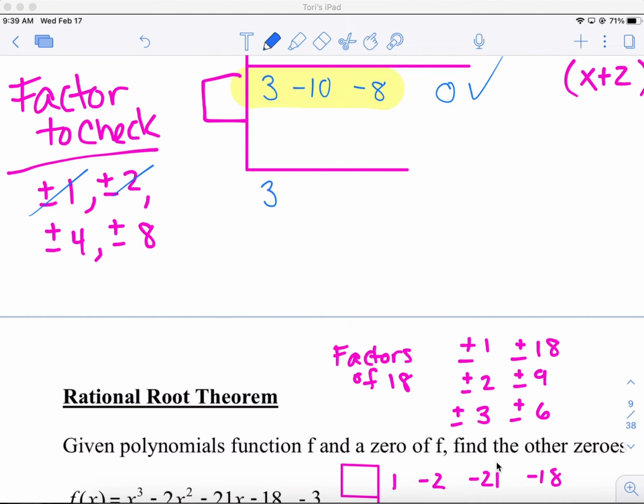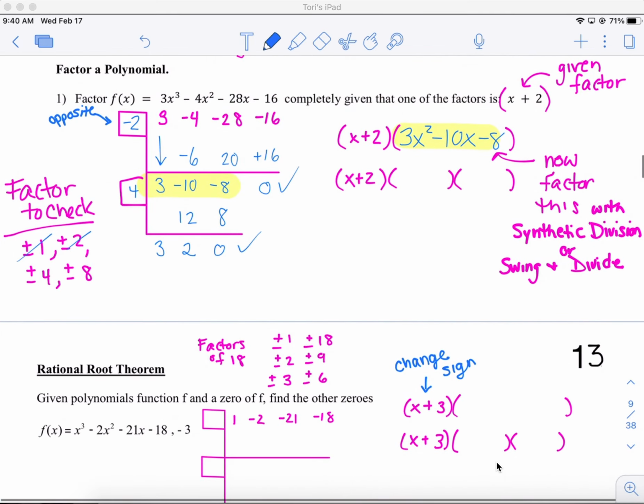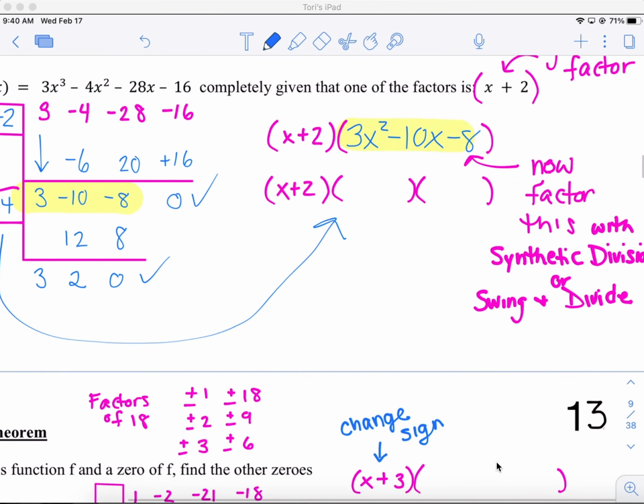We keep checking. So let's try 4. All right, bring down the 3. Multiply around gives me 12. Negative 10 plus 12 gives me 2. Multiply around gives me 8. Now we finally get our 0. So what that means is, remember that whatever you take here has to be the opposite. So if 4 is a solution, that means x minus 4 is my actual factor.